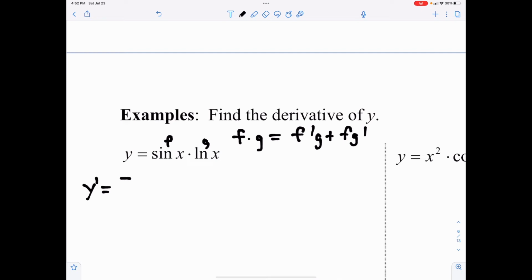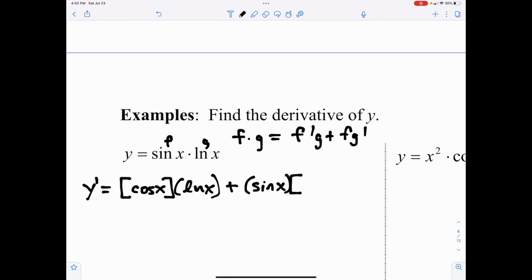So we're going to go the derivative of sine of x first, which would be cosine of x. And I like to put my derivatives in brackets and then my regular f and g functions in parentheses, just to differentiate what I took the derivative of versus what I did not. So this would be cosine of x times natural log of x, plus, now it's f times g prime. So we're going to hold the f function fixed of sine of x, notice I'm putting that in parentheses, times the derivative of ln of x, which is 1 over x.